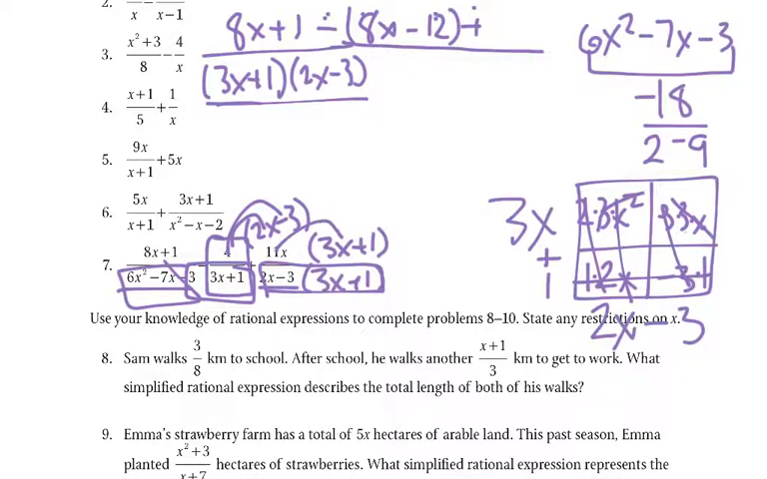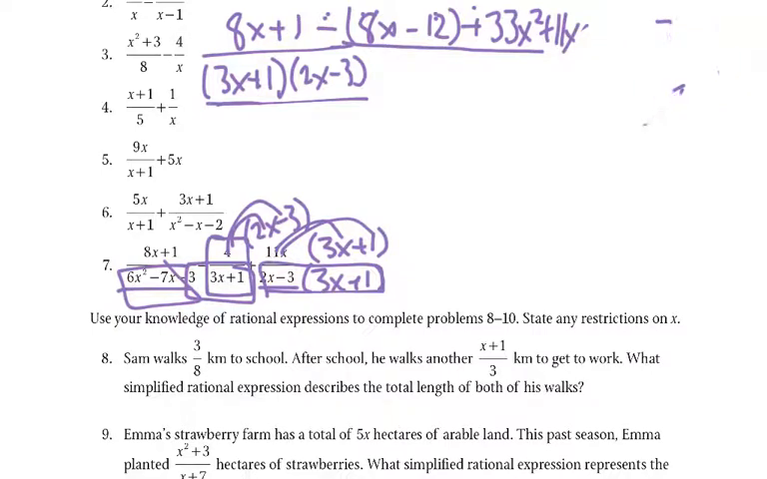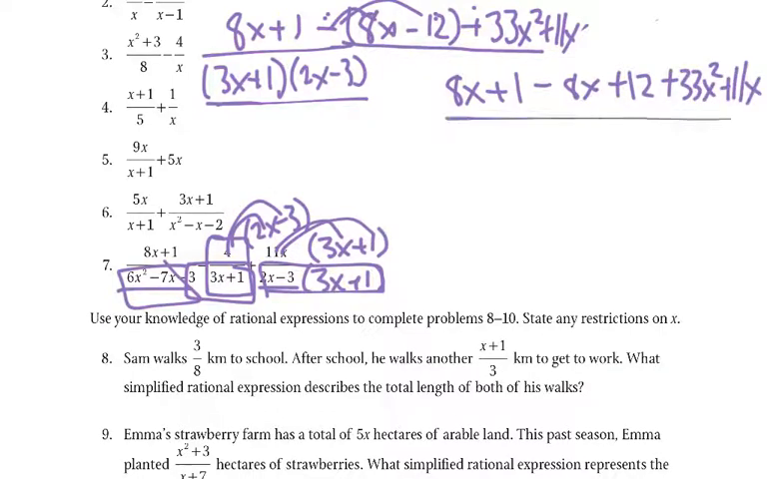So 11x times 3x would be 33x squared. 11x times 1 would be 11x. Okay. Now we clear out some space so that we can simplify our top. So first thing, that minus applies to both. So we really have 8x plus 1 minus 8x plus 12 plus 33x squared plus 11x all over 3x plus 1 times 2x minus 3. So 33x squared goes out front.